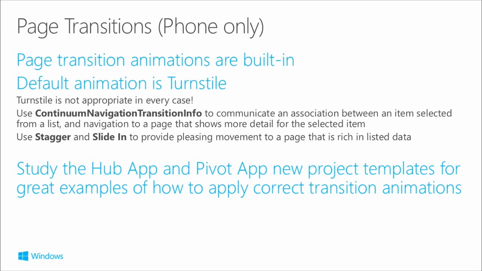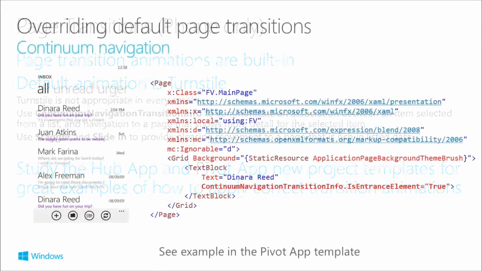So the page transition animations, they're all built in. The default animation is this thing called turnstile. But you may want to override that sometimes, because we've got these other ones: Continuum Navigation Transition Info, well, lovely name, and Stagger and Slide In as well. So there's loads of stuff. Now, I'm actually not going to spend an awful lot of time trying to teach you this, because there's a fantastic resource built into the SDK that helps you to get the most of this. All you need to do is create a new hub app and a pivot app. They have all of this built in, so you can study them, and I'll show you this in a moment, and see how it's used, and then apply them to your own apps.